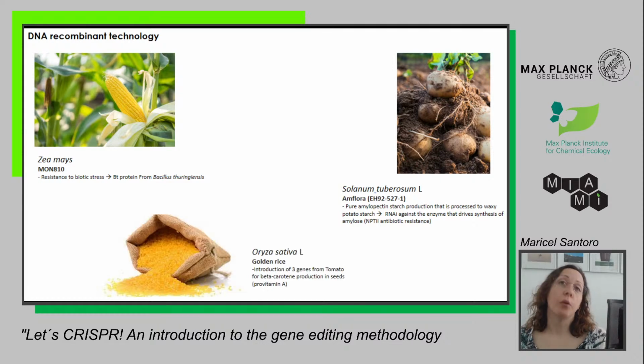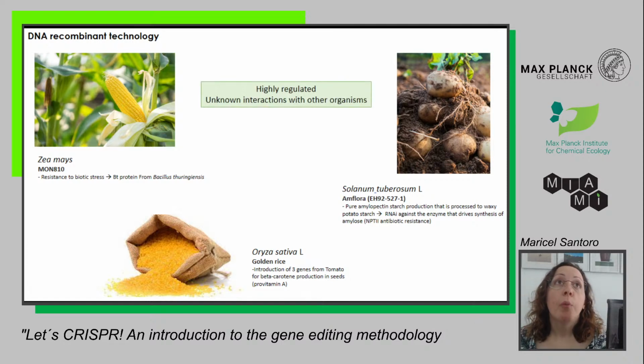Another example that everyone knows is the golden rice. The golden rice is just rice that produces another component, which is beta-carotene. Beta-carotene is a provitamin A and can be used to produce vitamin A. So what people did was take three genes, from the tomato, to produce beta-carotene in the seeds of the rice. So it's actually a good source of provitamin A. This is also highly regulated, and not many countries allow the use of these crops.